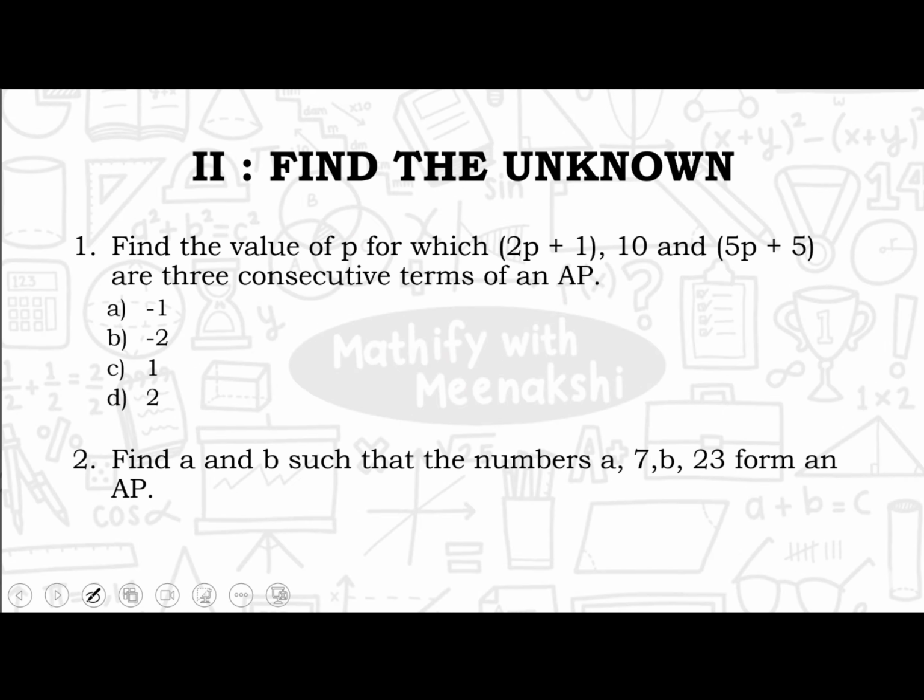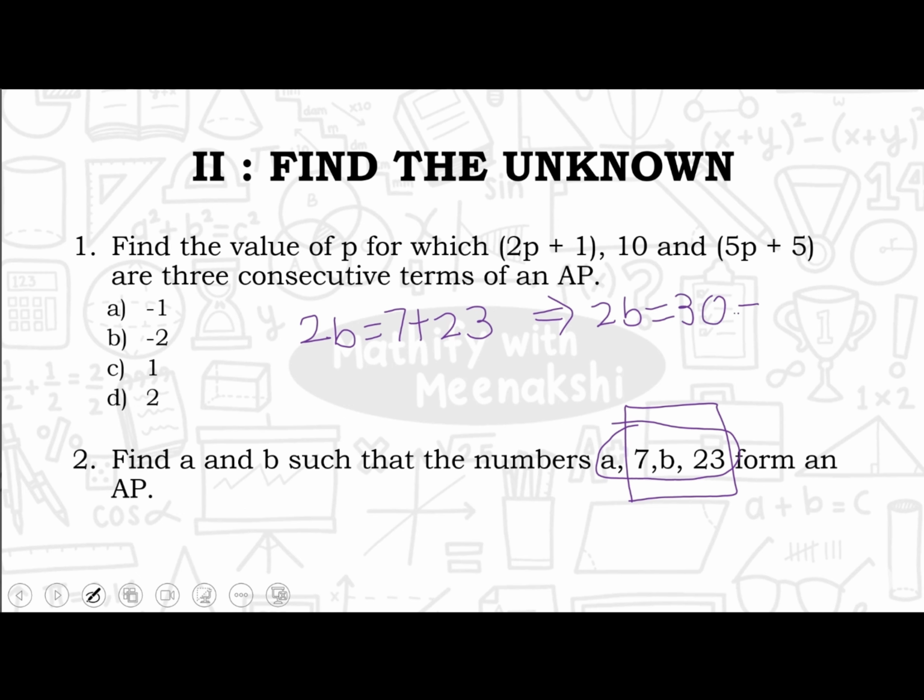Let's move to second question. Find A and B such that the numbers A, 7, B, and 23 form an AP. Now you know that if four terms are in AP, then three consecutive terms are also in AP. So we'll use the formula again, that double of the middle term is equal to the sum of extremes. From here we'll get that 2B is equal to 30, and that implies B is 30 by 2, that means 15. So let's put the value here: A, 7, 15, and 23.